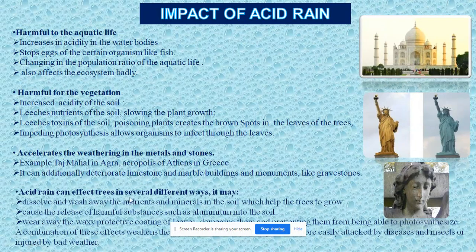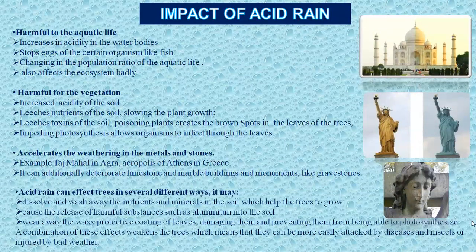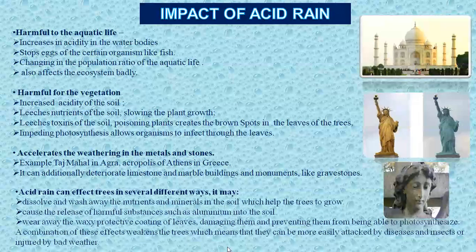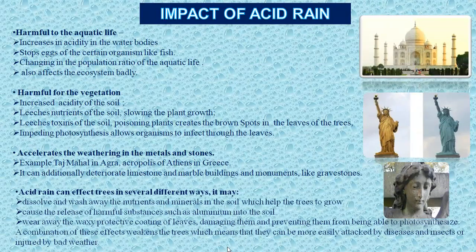Acid rain can affect trees in several different ways. It may dissolve and wash away the nutrients and minerals in the soil which help the trees to grow, cause the release of harmful substances such as aluminium in the soil, and wear away the waxy protective coating of leaves, damaging them and preventing them from being able to photosynthesize. A combination of these effects weakens the trees, which means that they can be more easily attacked by diseases and insects or injured by bad weather.